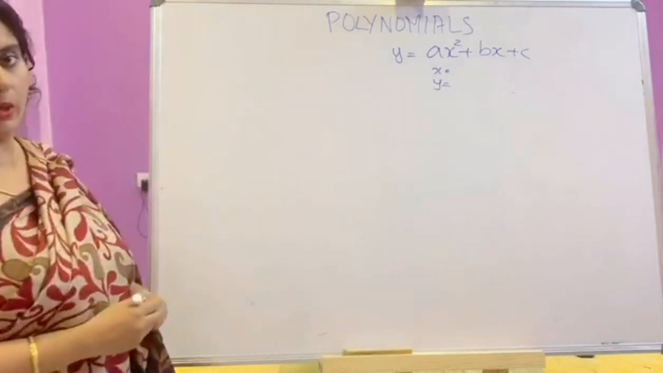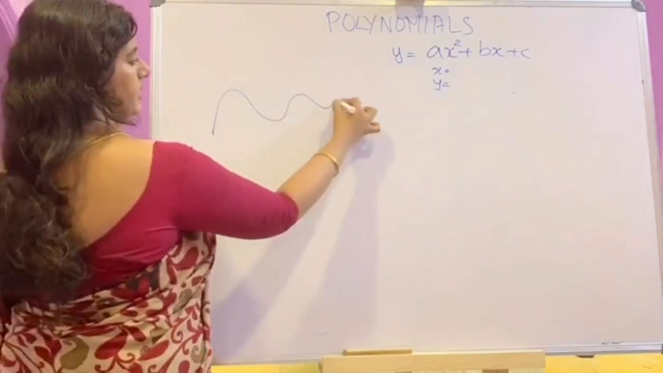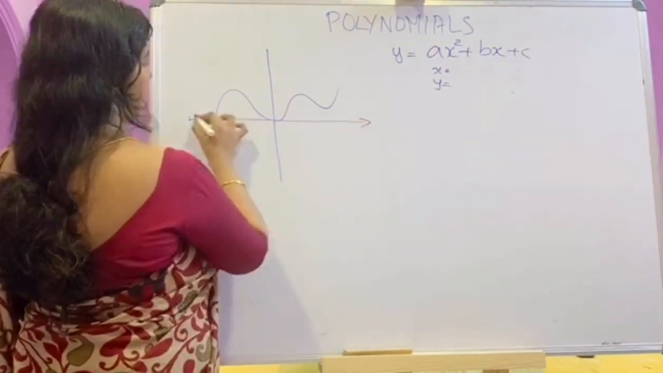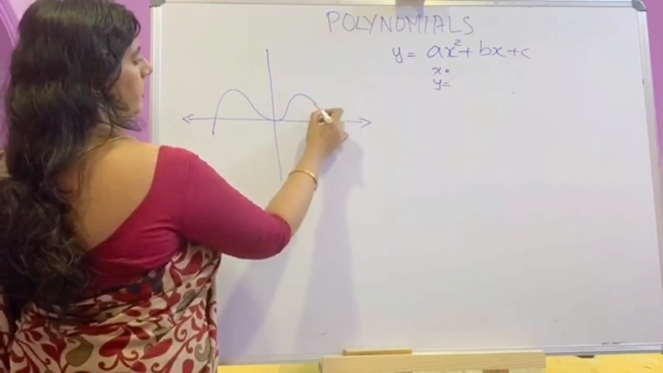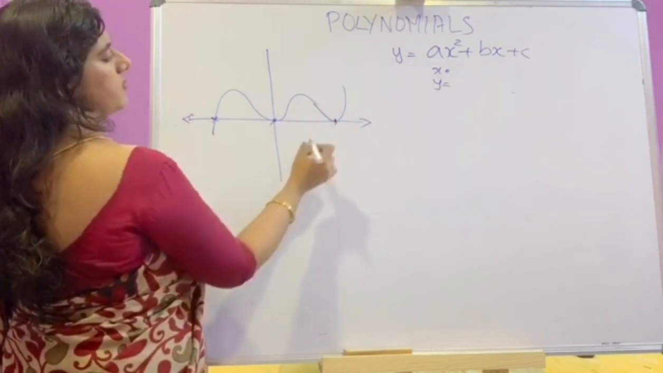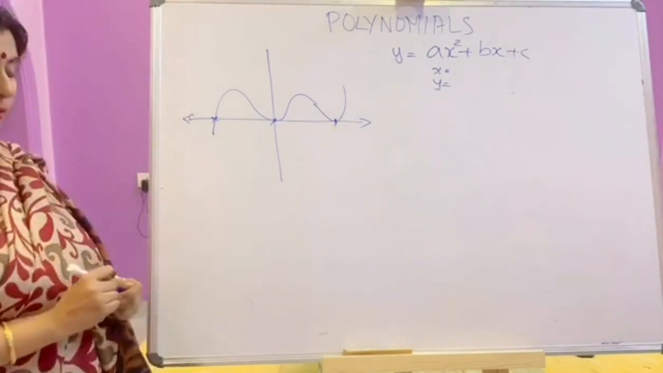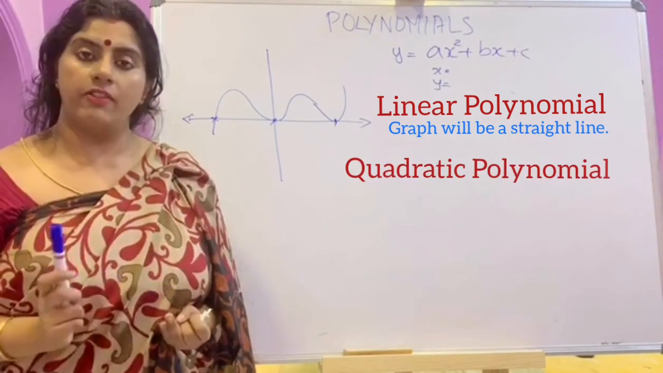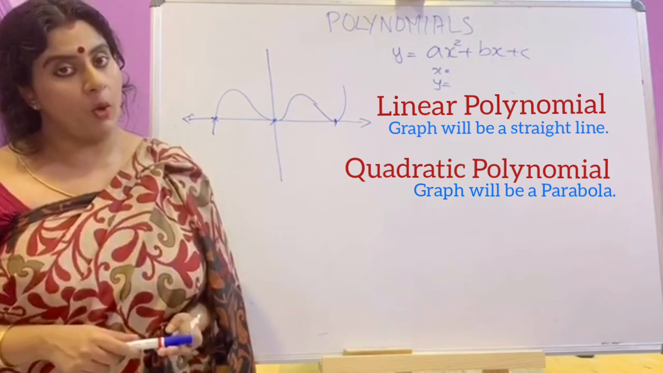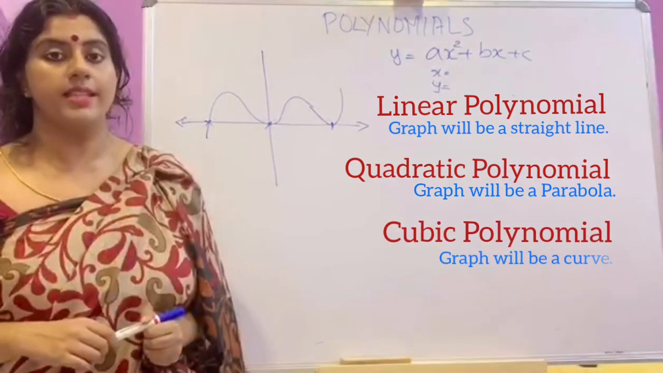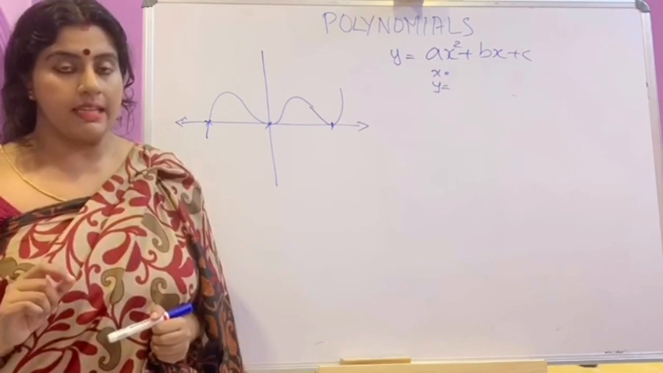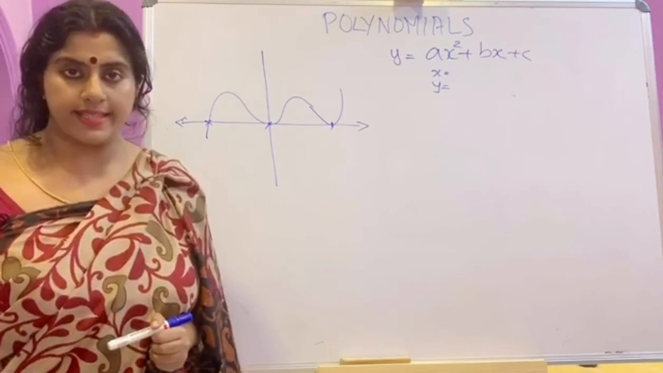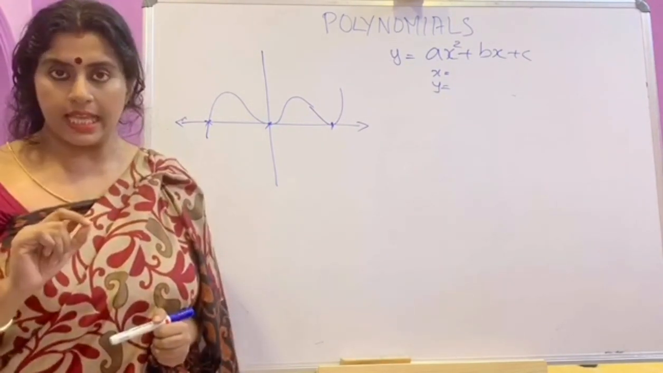Now for a cubic polynomial, it is a curve, simply like this. And on the x-axis, it touches at 3 points. So for a linear polynomial, the graph will be a straight line; for a quadratic polynomial, the graph will be a parabola; and for a cubic polynomial, the graph will be a curve. And the zeros are the number of points where the curve or the straight line is passing through the x-axis. If it touches the x-axis, that is the zero.